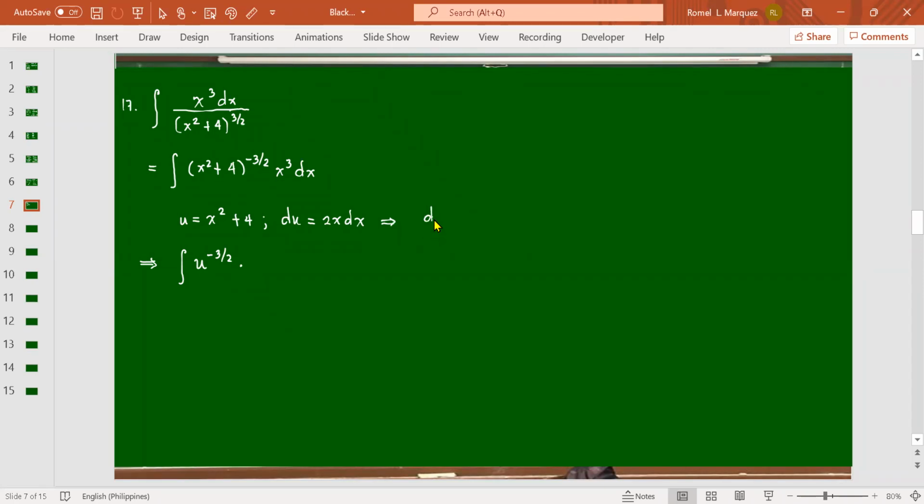du over 2 equals what, Mark? x dx. So anong kulang para maging x cubed ito? x squared. Magiging x squared over du over 2, times 2, no? Tama ba? Pero ano yung x squared natin? x squared.